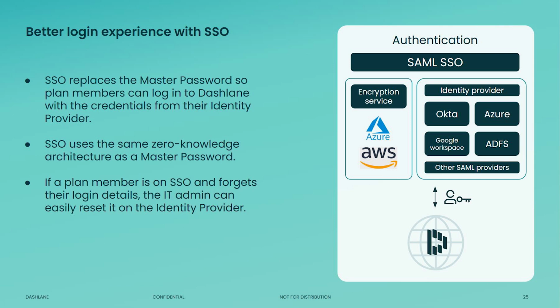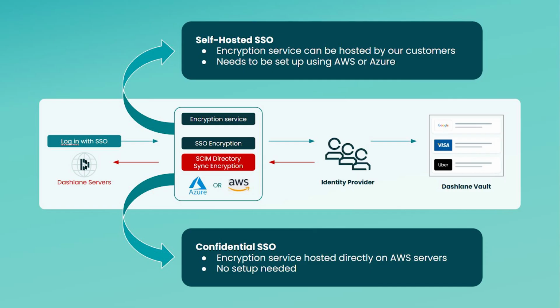When you set up SSO, you have two options. This will depend on how you want to host the information. How do you want to host your configuration? With the self-hosted SSO, you will be responsible for the encryption service. You do a quick setup of the encryption service application on AWS or Azure, which are the providers that we support at this time. Or if you use a confidential SSO, you just need to create a SAML application in your identity provider. Dashlane will be doing the encryption service setup. We do this on AWS servers.